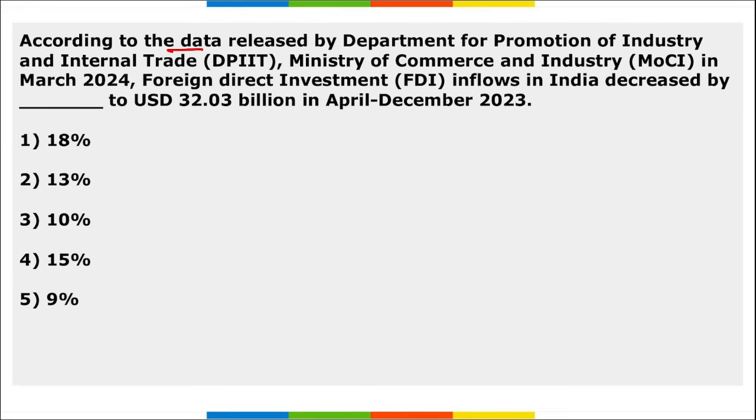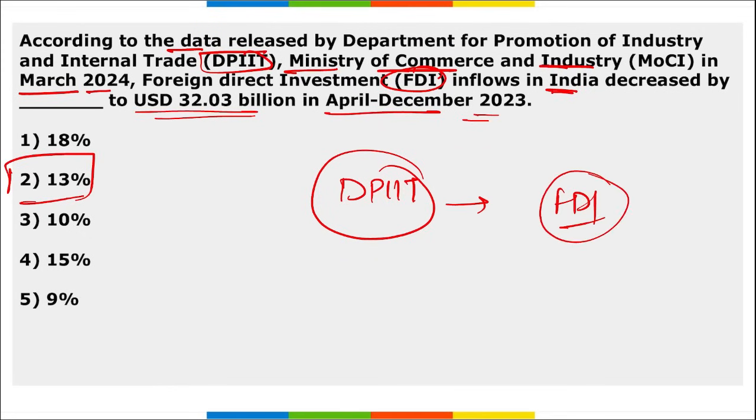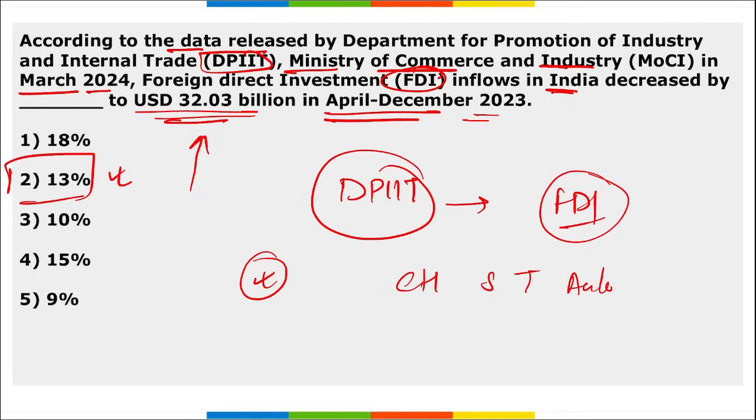Next, according to the data released by DPIIT, Ministry of Commerce and Industry in March 2024, the FDI inflows in India has decreased by 13% to $32.03 billion in April to December 2023. I repeat, DPIIT has released the data, and according to them, the FDI, that is foreign direct investment inflows in India, has decreased by 13% to $32.03 billion in April to December 2023. Here, less investments were seen in sectors like computer hardware, software, telecom, auto, and pharma sector.